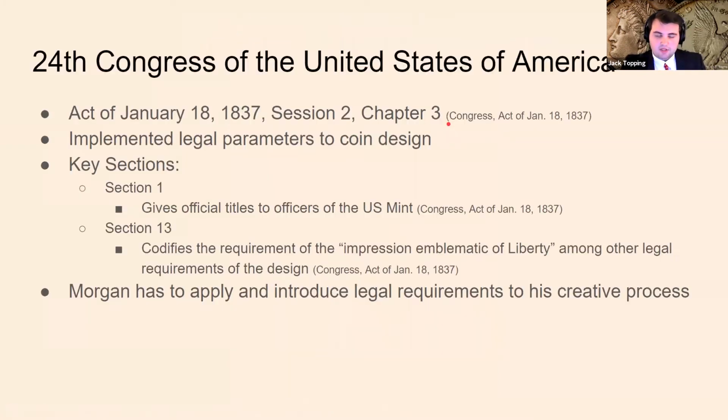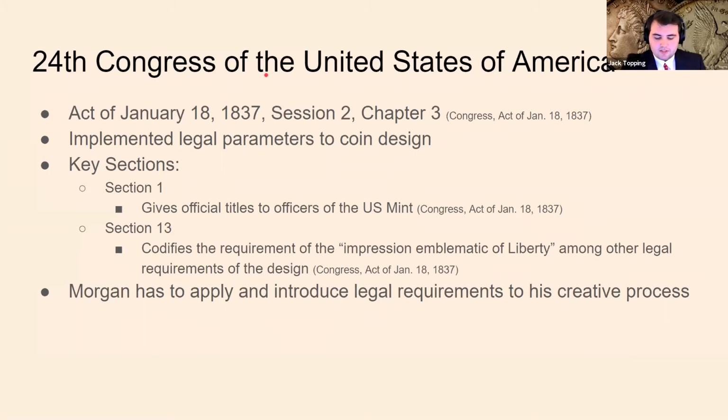But remember, Dr. Linderman couldn't oversee or approve just any design. So let's talk about that, the restrictions on U.S. coins in terms of design. That responsibility lies, as we're about to learn, with the Congress of the United States.